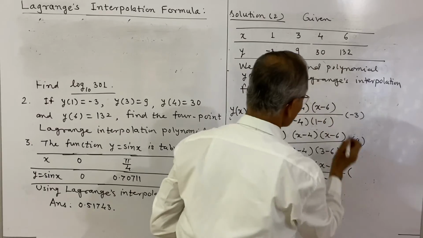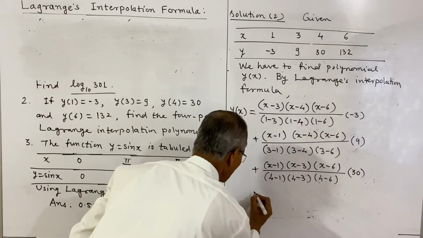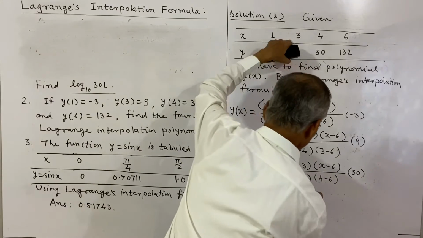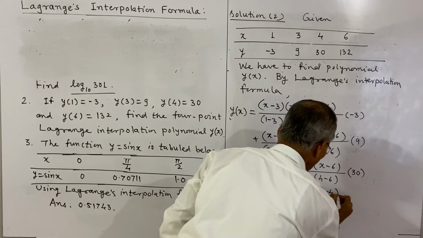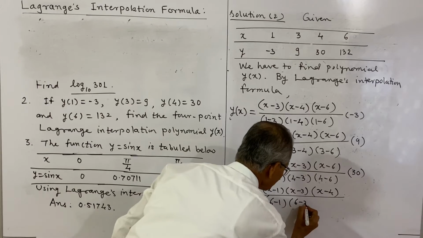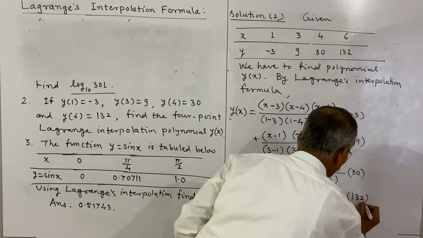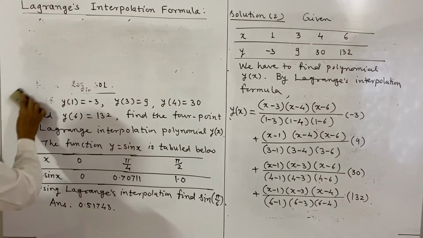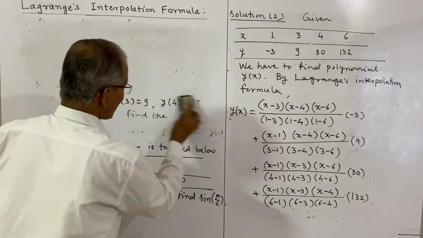And further value of y is 30 corresponding to this, and the last term now will be plus (x minus 1)(x minus 3), this value, and (x minus 4) only, don't take (x minus 6), and replace this x by 6, and that is multiplied by 132. So this is the formula that we have used, Lagrange's interpolation formula, and now we have to find the polynomial y at x.